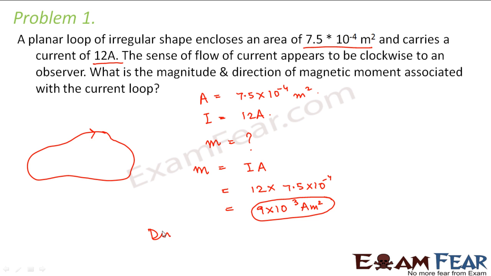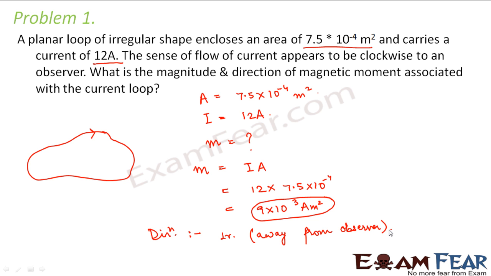And what would be the direction? When I talk about direction, again obviously we will have to apply the right hand thumb rule. In this case, when your current is flowing in the clockwise direction, where does your thumb point? Your thumb points somewhere inside the plane of the paper. I mean, right now I'm sitting in front of a computer. So when I curl my fingers in the direction of current, I see that my thumb goes away from me, right? So the direction of the thumb gives me the direction of magnetic moment. So the direction of magnetic moment is perpendicular and away from the observer.